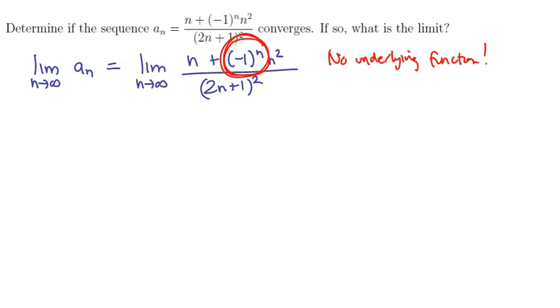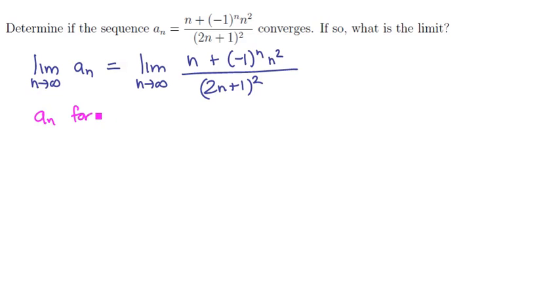But what we could do is examine the two halves of this sequence. We could take a look at what happens for a_n when n is even, and then we could take a look at the sequence a_n for n odd and see what happens to every other term. So let's do this as two separate problems.